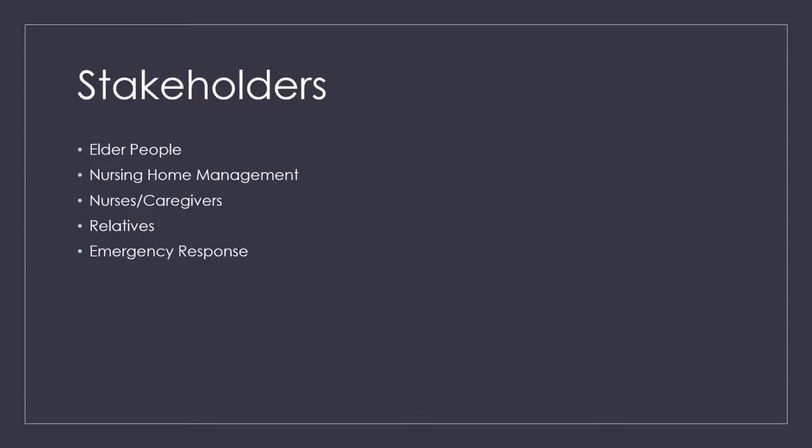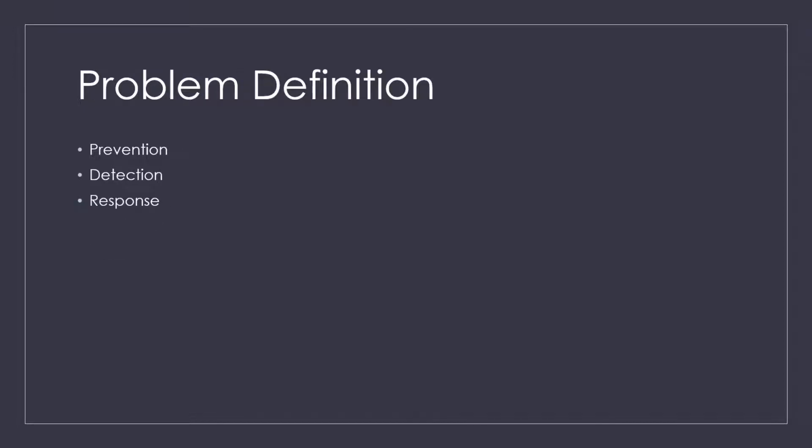Our stakeholders will be the elder people, the nursing home management, the nurses or caregivers, the relatives of the elder people, and emergency response. Now, for our problem definition, we've seen tons of research for elder falls, which are mainly focusing on prevention. We've also seen tons of research for detection and another tons of research for response. Now, the aim of this study is to combine all of these three.